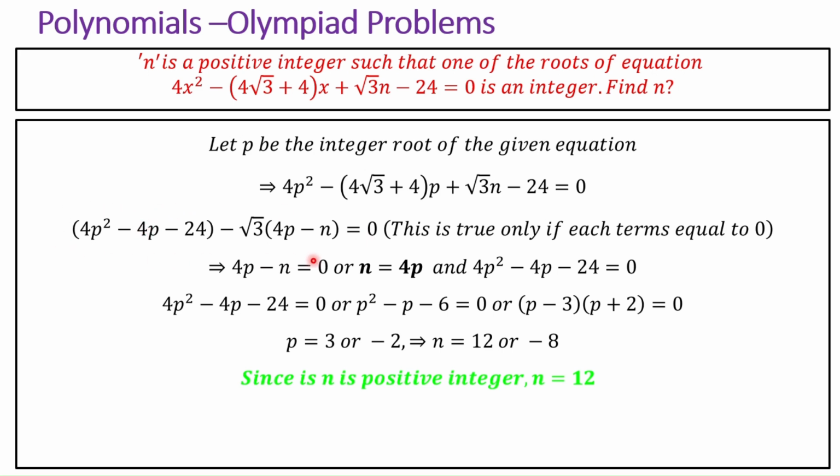Okay, I hope you understood this number theory concept here. One is a square root of 3 term, p being an integer, n being a positive integer. You will never get a square root of 3 here to cancel it, and here also you will never get a square root of 3. So the only option left is each term should be equal to 0, then only this equation will become true. Correct? That is what I applied here. So the answer is 12.